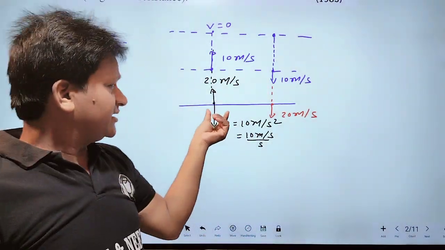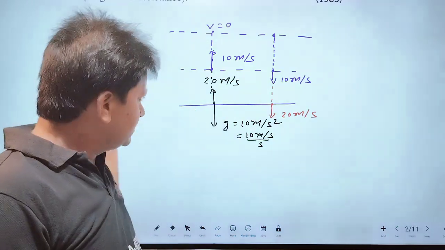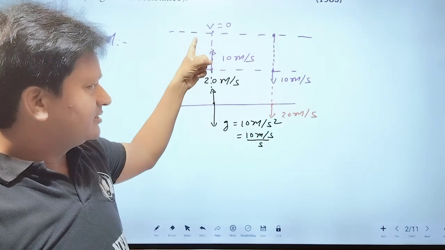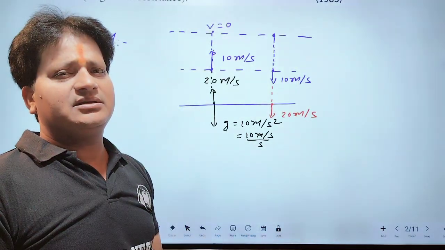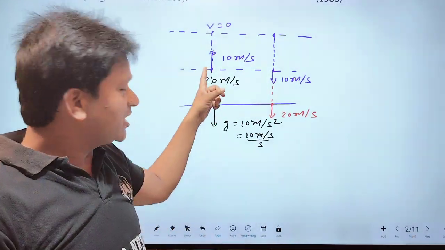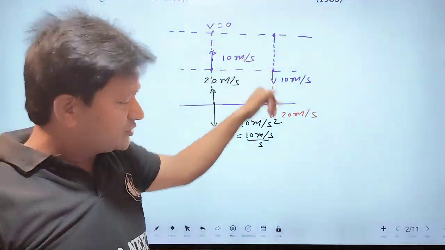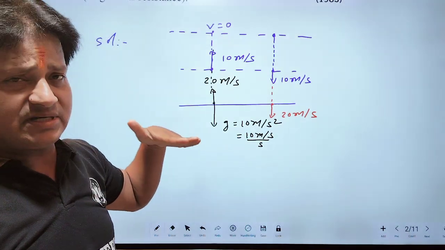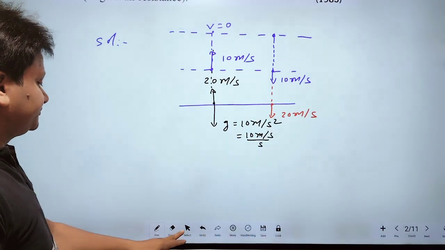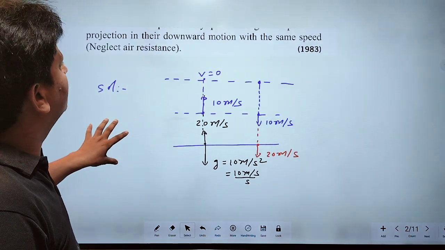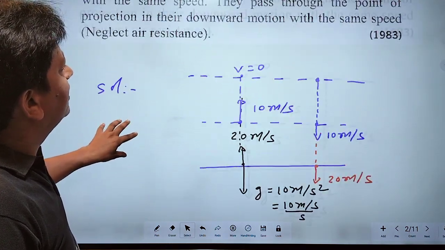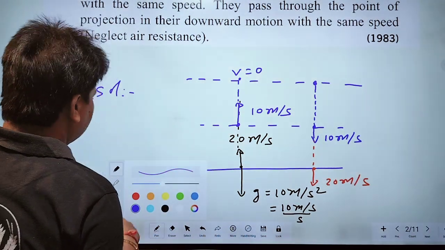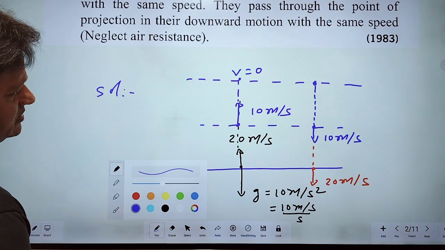Therefore, you can see that in the same horizontal line, the magnitude of upward velocity and the magnitude of downward velocity are the same. Okay. Here velocity does not depend on mass.